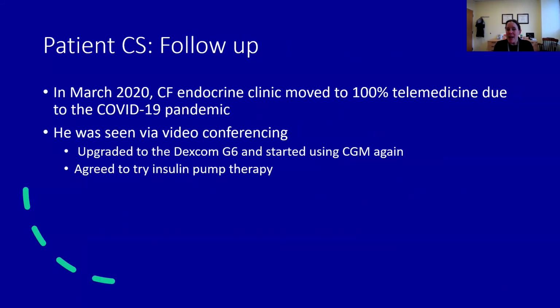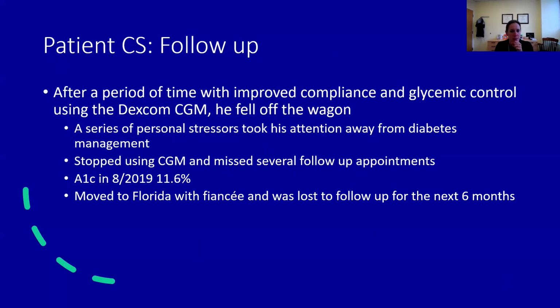All right, so back to my patient. So, oh, whoops, he skipped one. So he did great for a while with the CGM, but then life kind of got in the way and he had a series of stressors that kind of just took his attention away from diabetes, and he kind of fell off the wagon. He stopped using CGM, and his A1C was right back up to 11.6%.